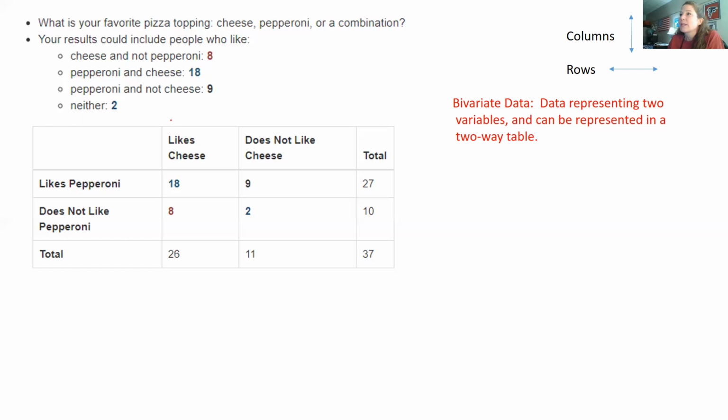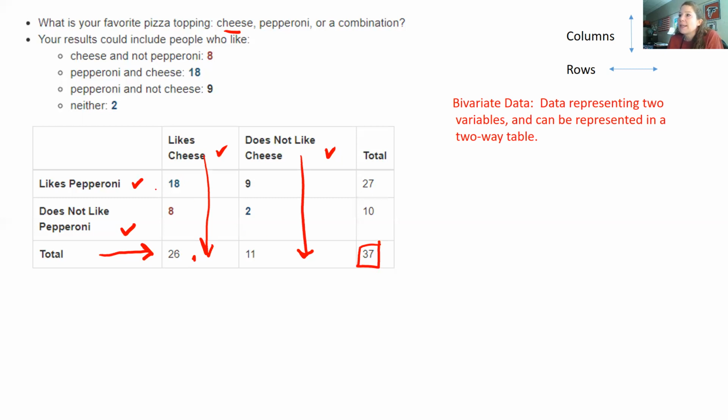Whatever our categories are, so we're talking about people who like cheese. Well, what's the opposite of liking cheese? They don't like cheese. So that's these categories right here. Likes cheese, don't like cheese. And then other people like pepperoni, or they don't like pepperoni, right? They're kind of opposites. If you notice on the bottom here, this row is always going to be our total. So there's a total of 26 people that like cheese. You read it this way. There's a total of 11 people who don't like cheese. So the total number of people surveyed was 37.